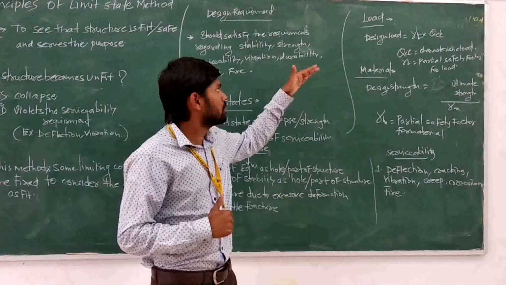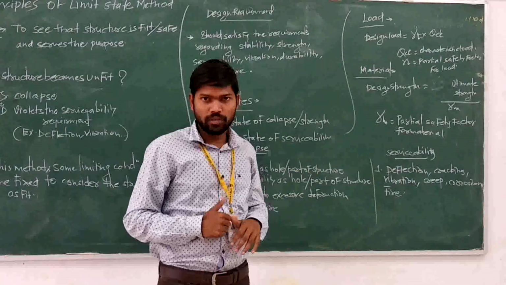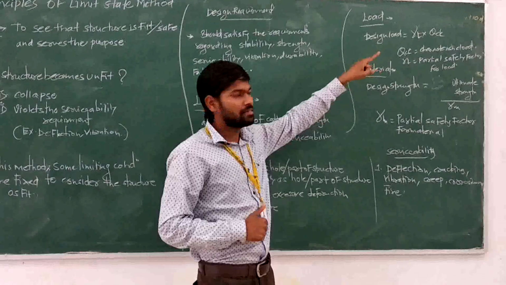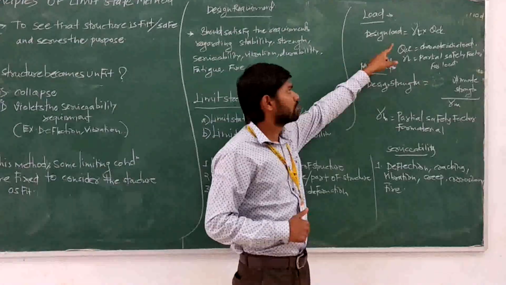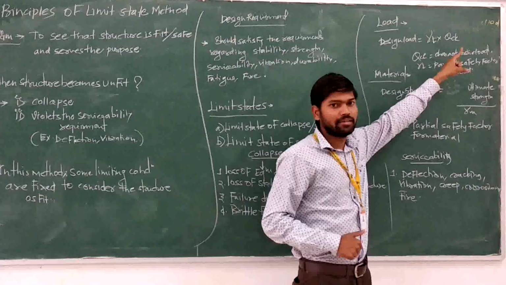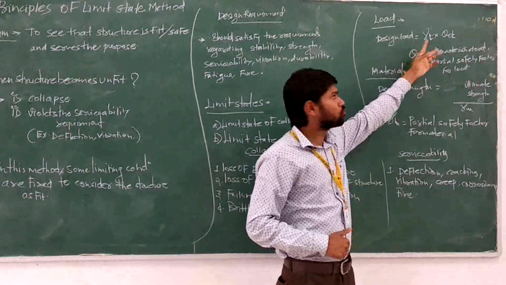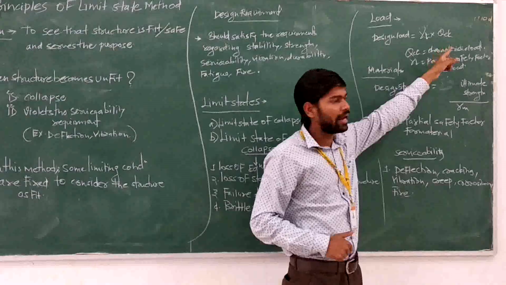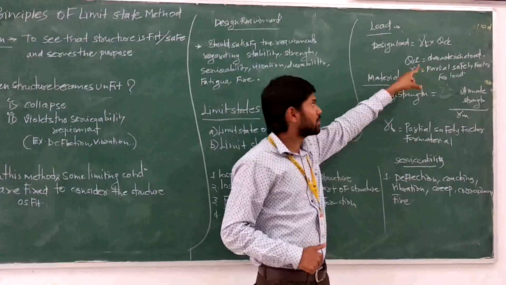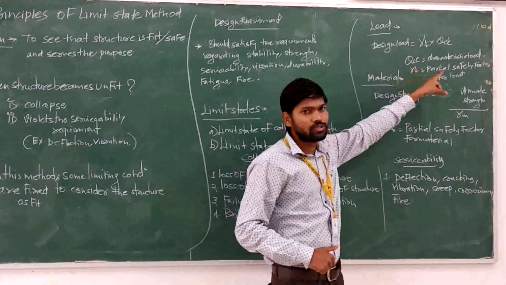First we will see the design load. You can see here that the design load in LSM is given as design load equal to gamma L multiplied by Q_CK. So these are two unknown factors, gamma L and Q_CK. First we will see what is meant by Q_CK. Q_CK is the characteristic load.